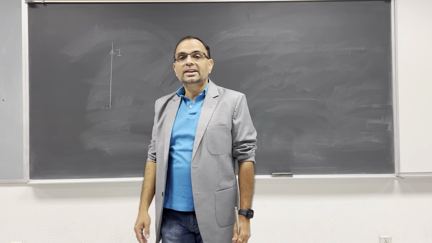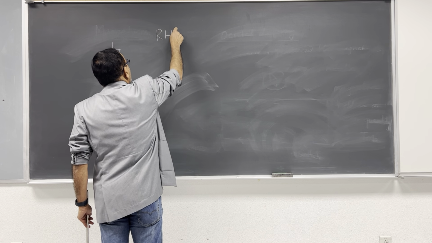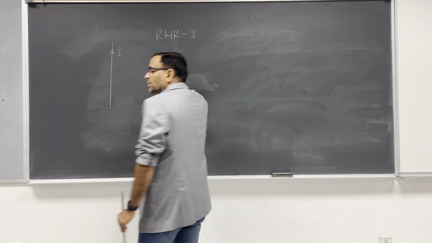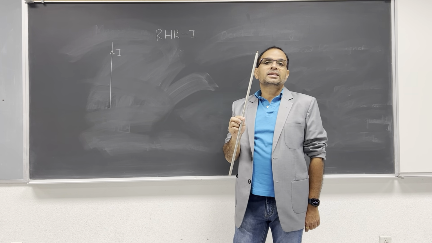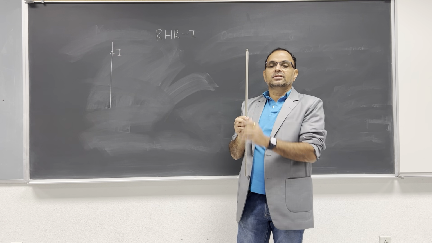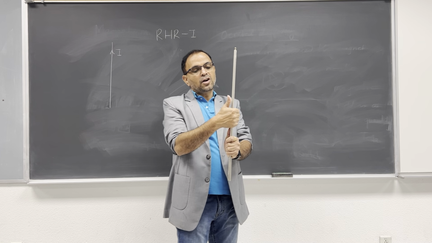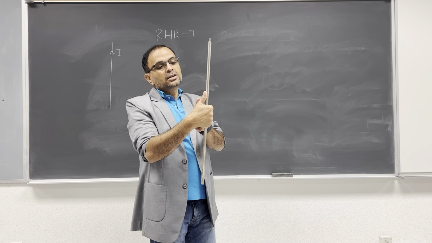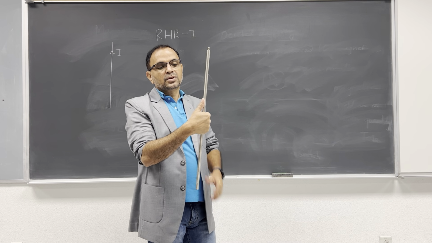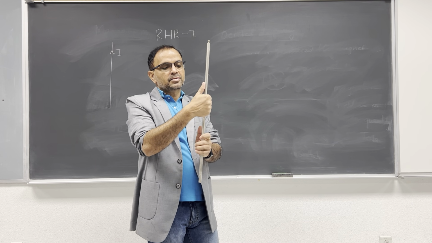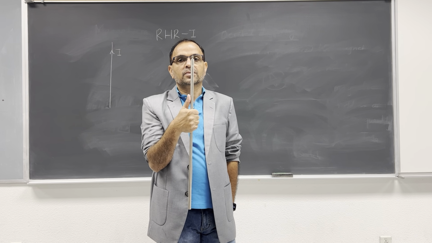We have the right hand rule. We call it RHR number 1, right hand rule number 1. So what is the right hand rule? Suppose this is the conductor carrying the current, and the current is in the upward direction. So use your right hand, grab this conductor in such a way that the thumb points in the direction of current, and the curled fingers give you the direction of the magnetic field. That's it.